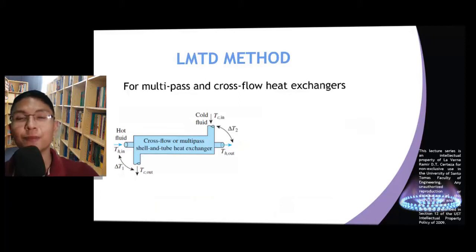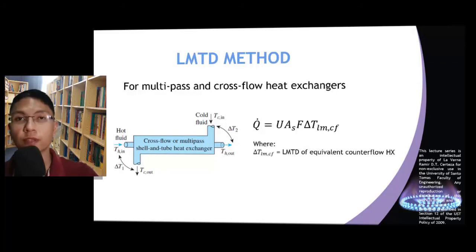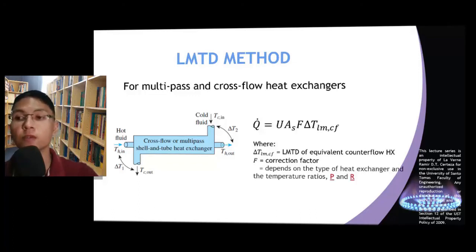On the other hand, for multipass and cross-flow heat exchangers, we use this formula to compute for the required heat transfer surface area A sub S. Take note that we base the value of A sub S for these types of heat exchangers on the log mean temperature difference of an equivalent counterflow heat exchanger. Finally, capital letter F in this formula corresponds to the correction factor, and its value depends on the type of heat exchanger chosen and on two temperature ratios P and R.